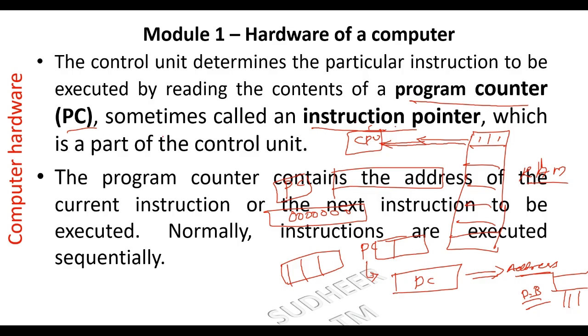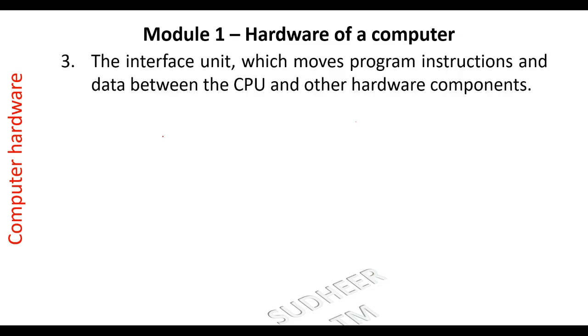The program counter contains the address of the current instruction or the next instruction to be executed. Normally instructions are executed sequentially. We have seen this yesterday. Now the third part in the CPU, the third unit, is the interface unit, which moves program instructions and data between the CPU and other hardware components. The interface unit is the bridge between the external world and the processor.